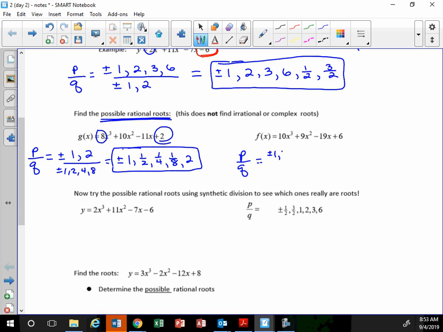So factors of 6: 1, 2, 3, 6. Factors of 10: 1, 2, 5, 10. Lots of fun with numbers. All right. So I have 1, 2, 3, 6 over 2. 1/2. 2 halves I already have. 3 halves. 6 halves I already have.